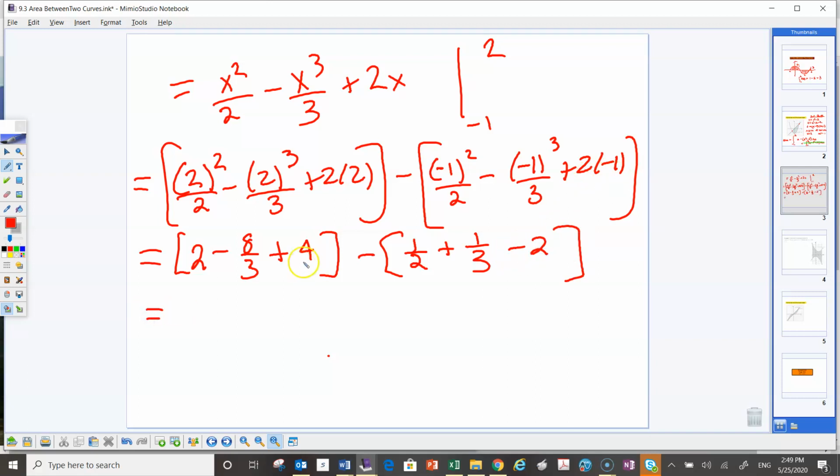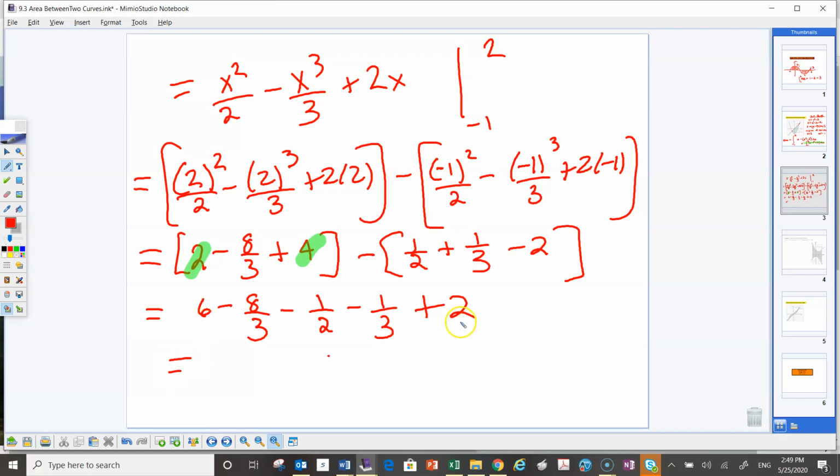So now, if I distribute my negative sign here in the middle, 2 and 4 gives me 6 minus 8/3. So I've just collected like terms here. Distributing, I get negative 1/2 minus 1/3 plus 2.